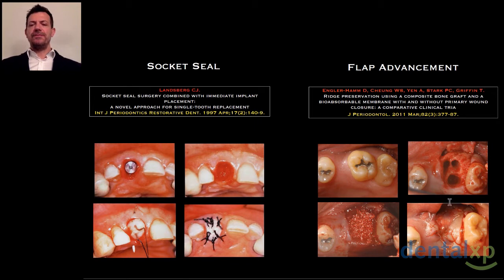We can raise a flap and advance it in order to obtain first intention closure. But from a periodontal point of view, we know that with this approach we will lose the original level of the mucogingival junction, because we will move it maybe 10-12 millimeters coronally, losing a lot of keratinized tissue. And with the socket seal, on the other hand, we increase the morbidity of the procedure, because we need to go to the palate and harvest some tissue, and we increase the risk of bleeding and pain post-op.